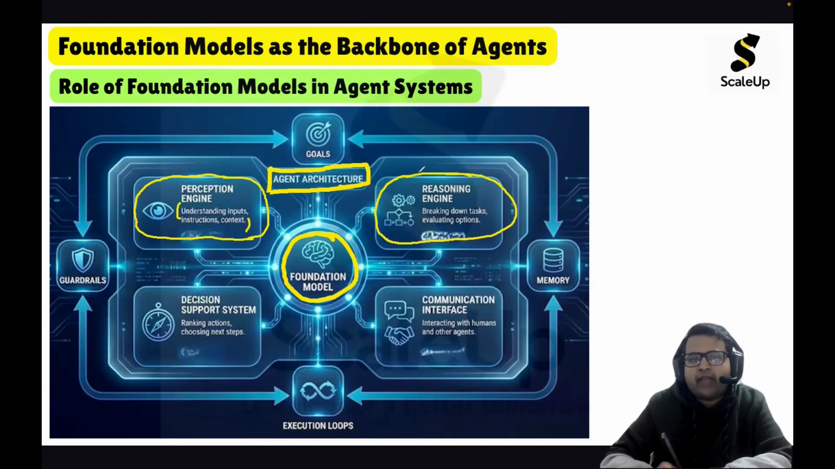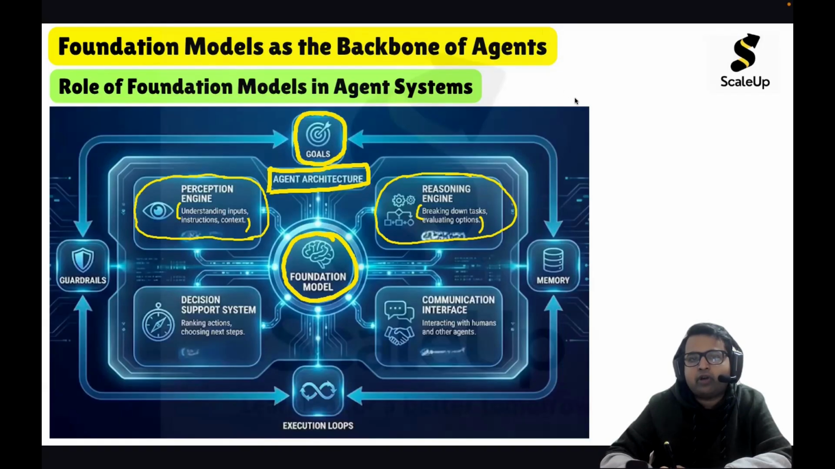Now every agent will have a goal to accomplish, all that we have discussed in previous lectures. The idea is that the agent will perceive the environment, and based on the goal it has to achieve, it will make a plan. Planning means it will decide the set of actions which need to be executed to achieve that goal. For that planning, the reasoning engine will be used. So agents have this reasoning engine, breaking down tasks and evaluating options.